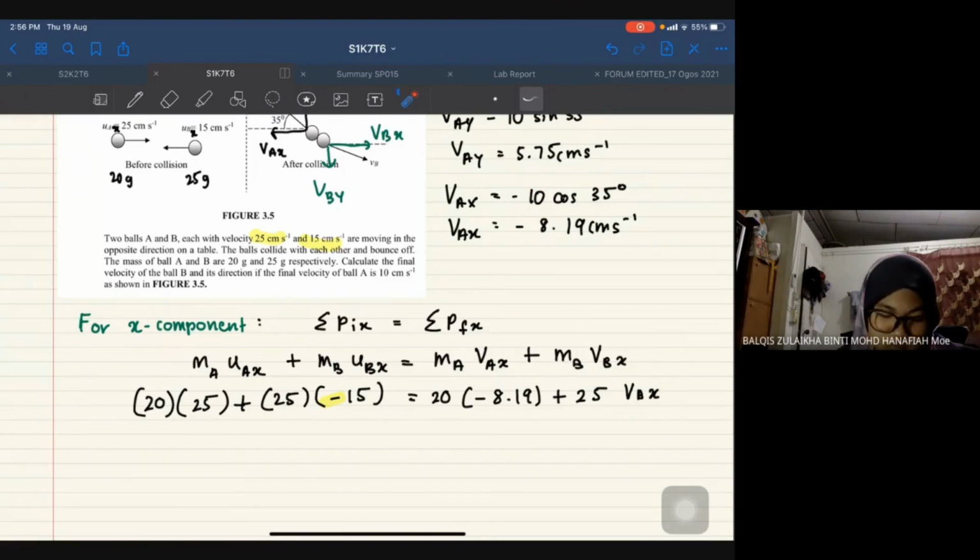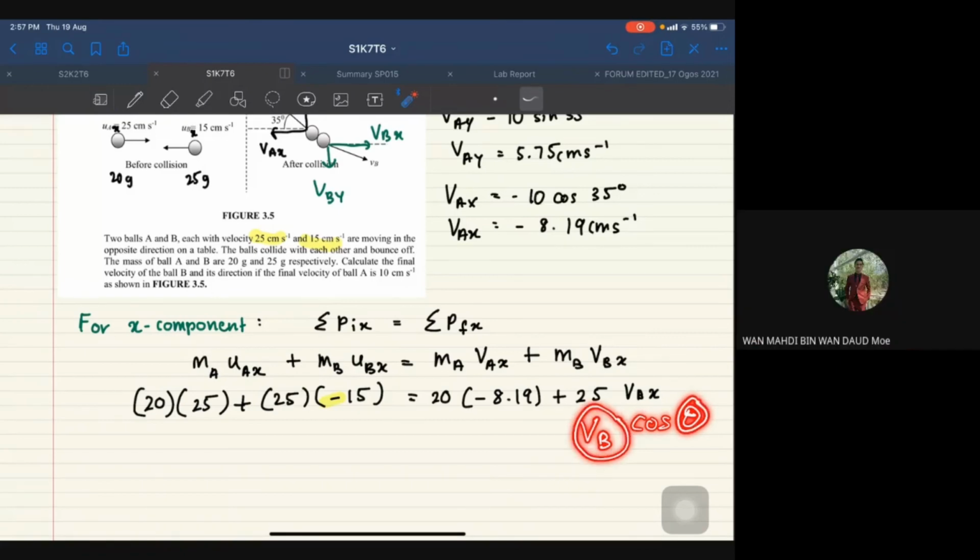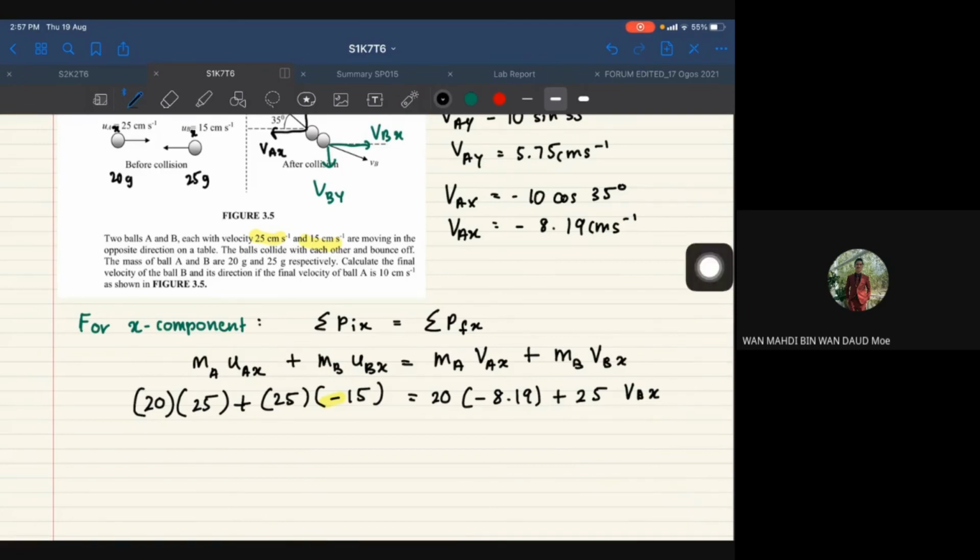What I mean is, do not write this one as VB cos theta. Because you don't know the theta, you don't know the VB. So if you do it like that, you're going to end up with unknown theta and unknown VB. So you can't solve. So leave it like this. Basically you want to find your VBX. So this is the thing that you need to remember. If you open it up, you definitely won't get the answer. There's no way. To get the answer, you'd have to use tangent and everything, no need.